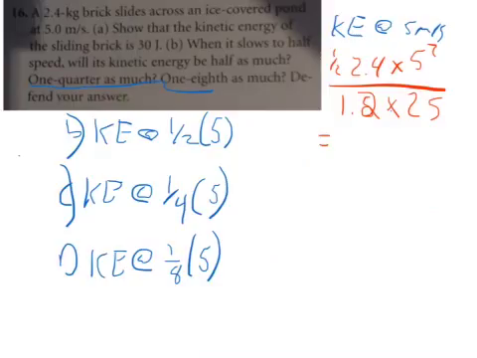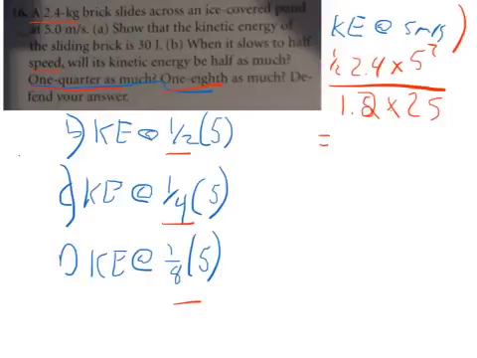So this is our setup. We've got 4 parts. Kinetic energy at 5 meters per second. There's our mass. The same mass going half the speed. What's the kinetic energy? The same mass going 1/4 and the same mass going 1/8. The mass is always the same.